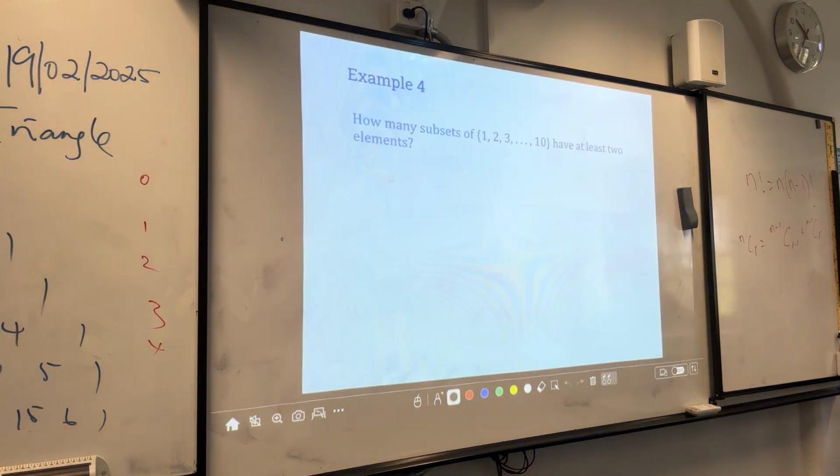Okay. Example 4. How many subsets of 1, 2, 3 to 10 have at least 2 elements? I'm going to stop here. I'll give you about 3 minutes to work it out. There are a lot of things you can do with Pascal's triangles. I'm just giving you the tip of the iceberg, that's all.